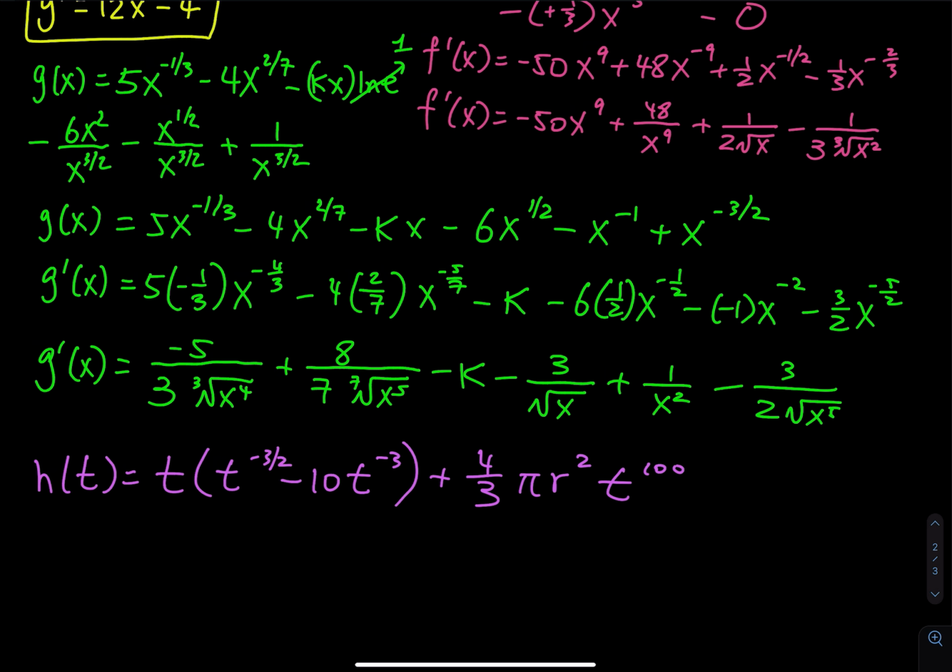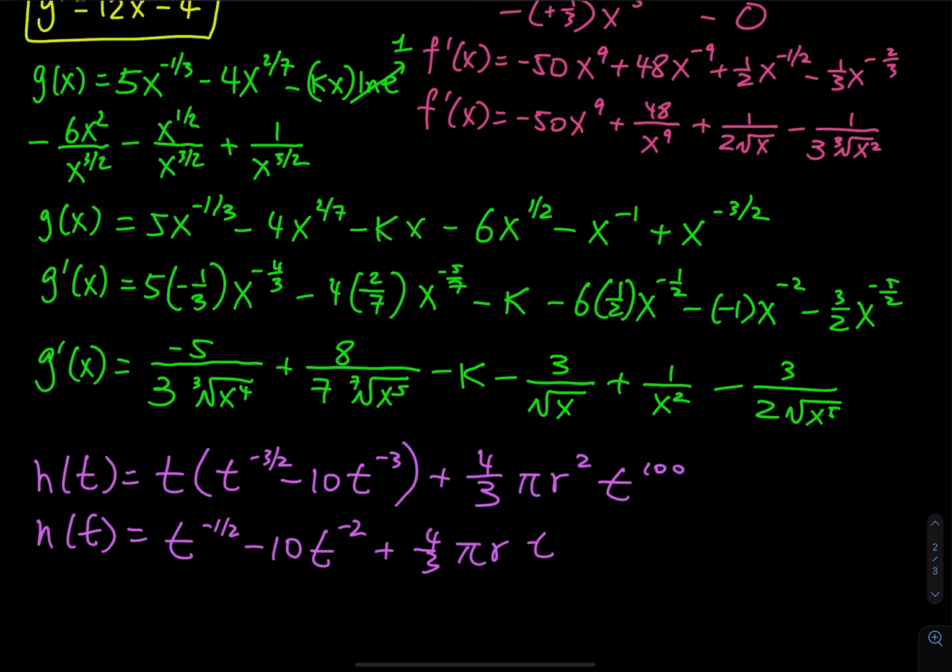First of all, you will have to distribute the t, so h of t, this is t to the 1 minus 3/2, so that will be a negative 1/2, and then you have 1 minus 3, so t to the negative 1/2, and then minus 10, 1 minus 3 is negative 2, and then plus 4 over 3 pi r t to the 100 power, and then h prime of t.